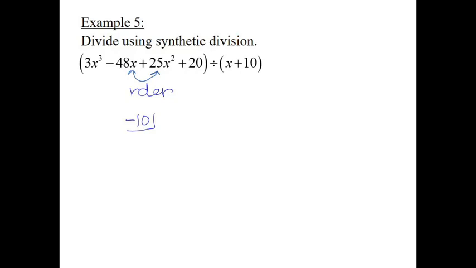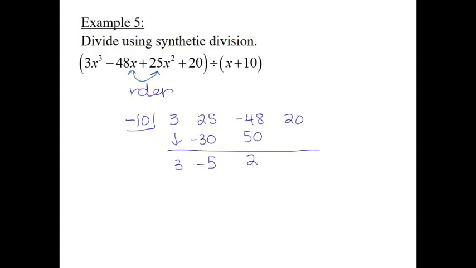We're going to divide by negative 10. So your coefficients will be 3, 25, negative 48, and 20. Be sure they're in descending powers, that you've ordered them correctly. Draw your line, bring down your 3. 3 times negative 10 is negative 30. Negative 30 plus 25 is negative 5. Negative 5 times negative 10 is positive 50. 50 minus 48 is 2. 2 times negative 10 is negative 20. And our remainder is 0.